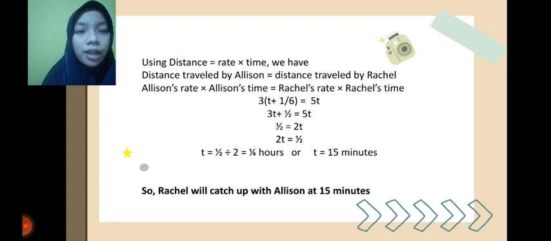So 3 times (t + 1/6) equals 5t. 3t plus a half equals 5t. We move 3t to the right side. Now we get 2t equals a half. So t is 1/2 divided by 2, which is 1/4 hour, or t is 15 minutes. So Rachel will catch up with Allison at 15 minutes.